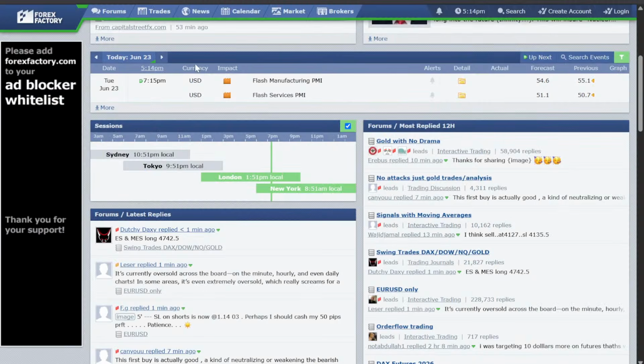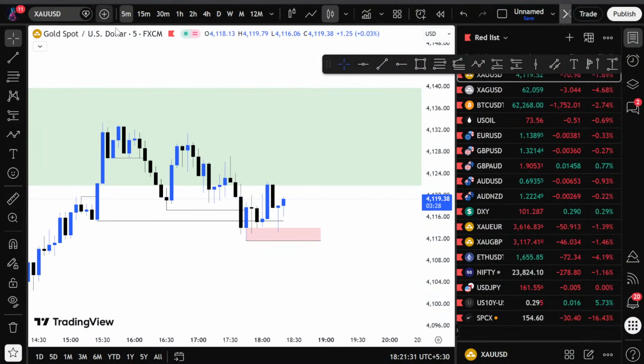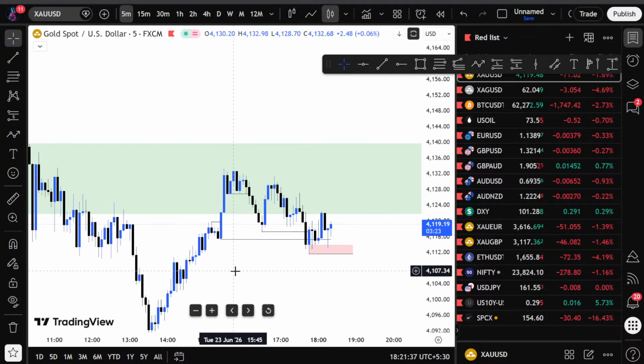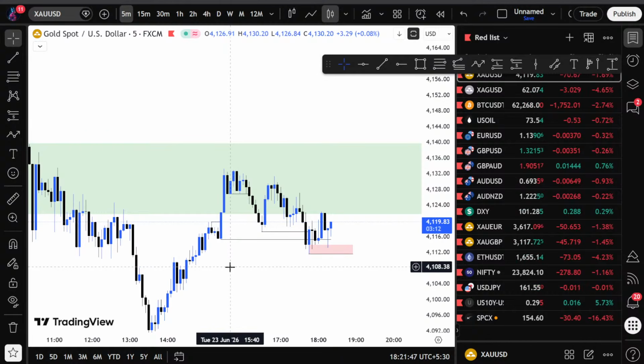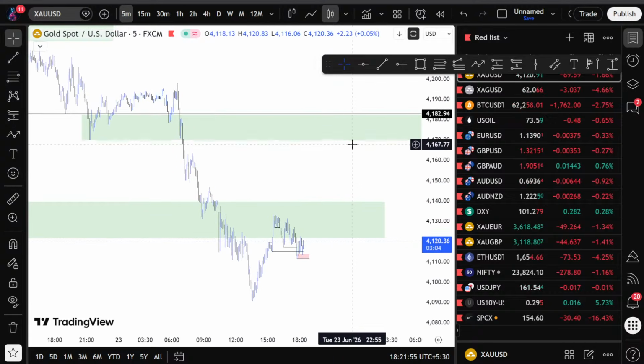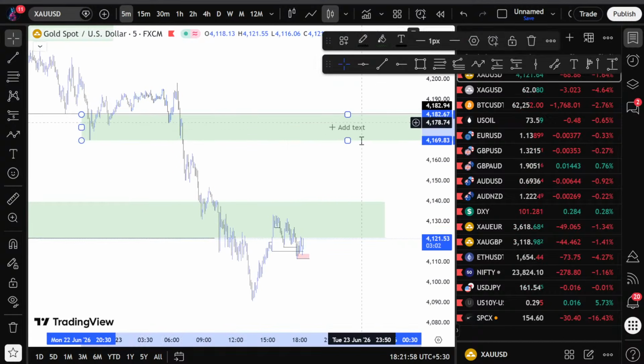Slow market before news. 1 hour. I'm still waiting for this area. This area will be much better. If we get a pump, a test of this area will be much better to short.